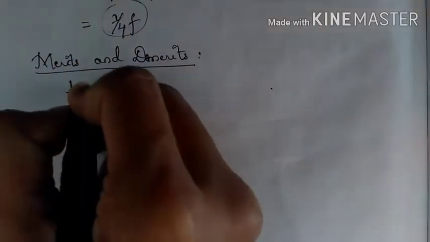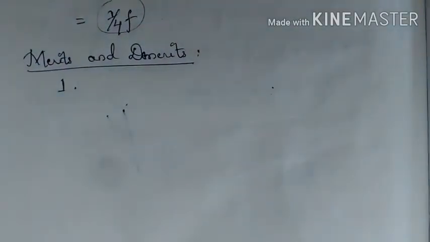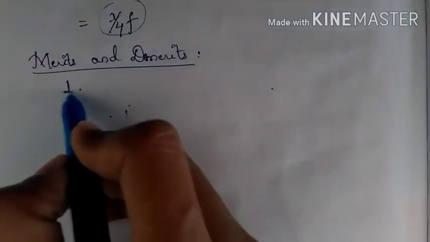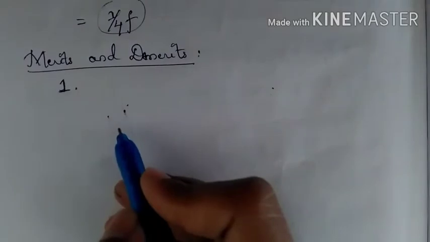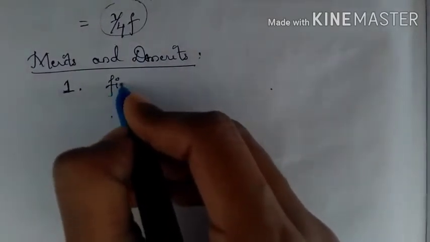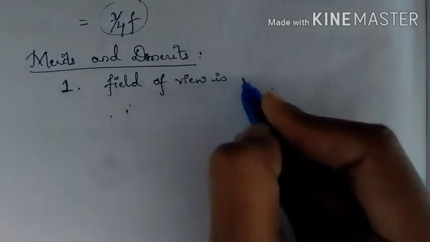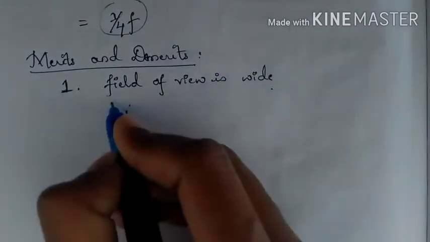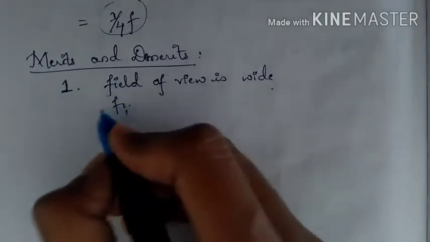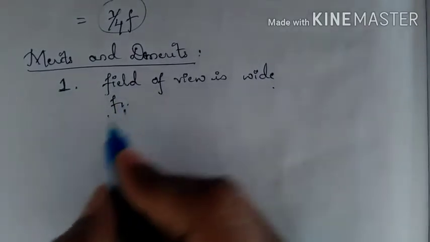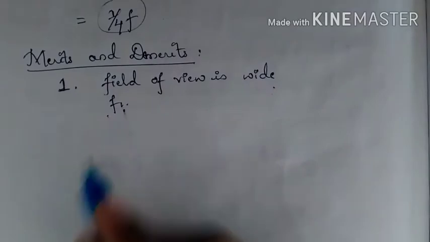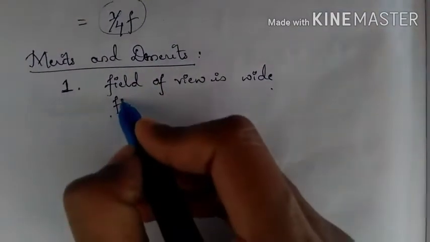The first point is that in this arrangement the field lens is not very efficient, but the field of view is fairly wide. So what he is telling is, the field of view is wide, but the field lens is not efficient.